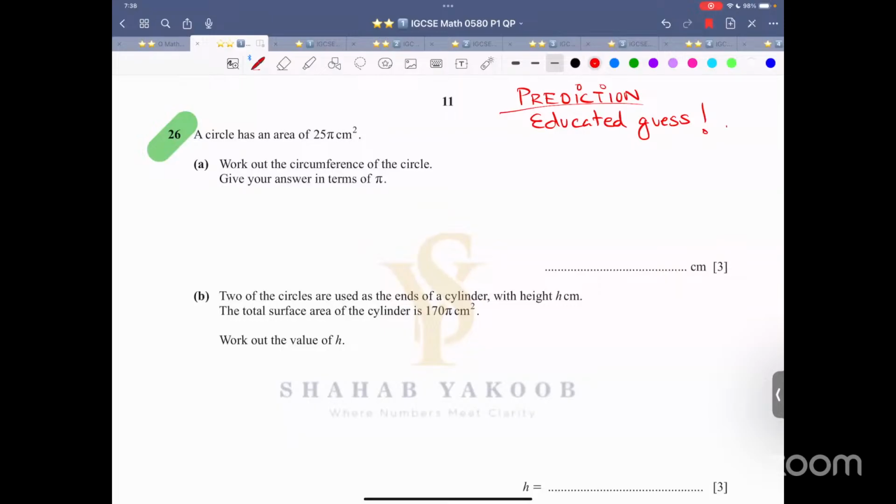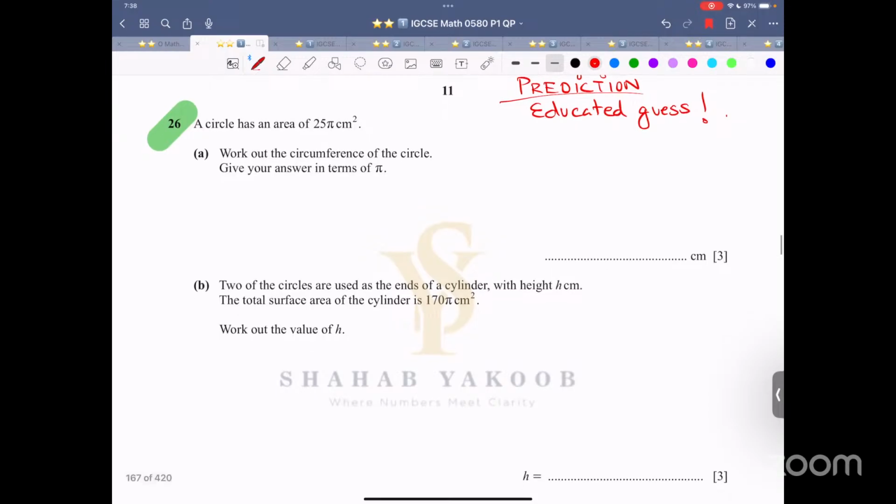So that you have a good idea, these are the different kinds of questions that can come also. Now it says a circle has an area of 25 pi centimeter square. Work out the circumference of the circle. Now it's a 2-step problem.